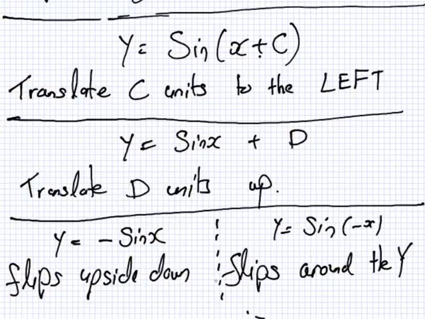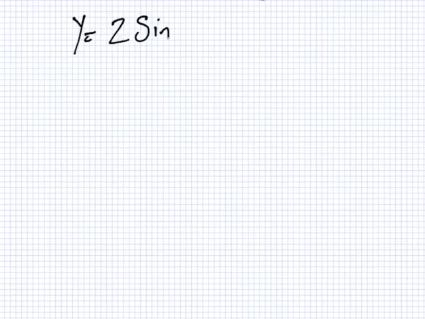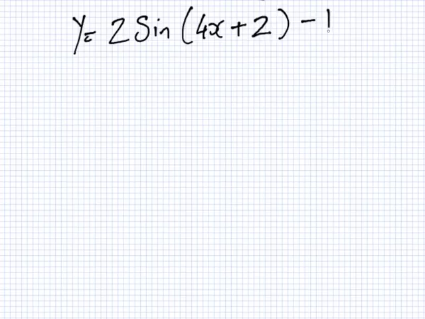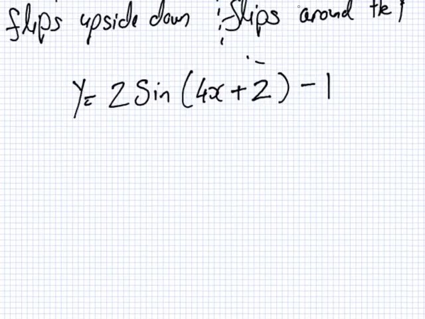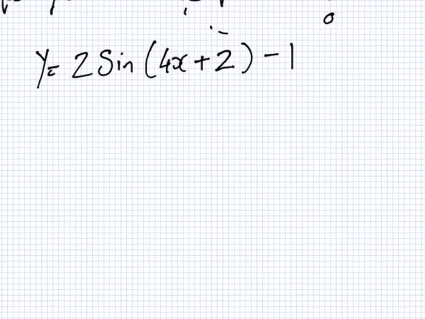Do you have this? So let's say we have something like y equals 2 sine 4x plus 2, minus 1. And here I won't tell you the range. We'll just make a big graph.